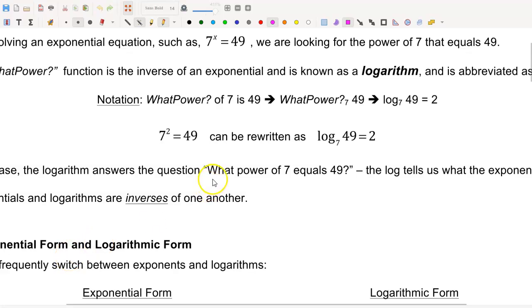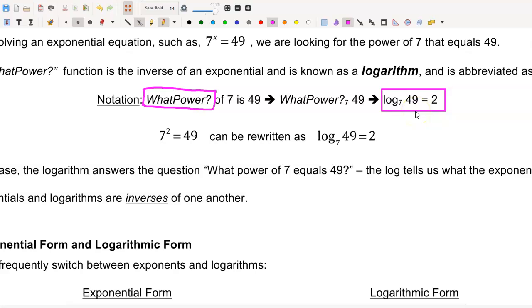Today we'll be looking at the beginning of logarithms, which is just another way of saying what power. So we're going to replace "what power" with just the logarithm, and look at how you write this and all the different parts, and converting back and forth between the exponential form, that's right here, and the logarithmic form, that's right here.